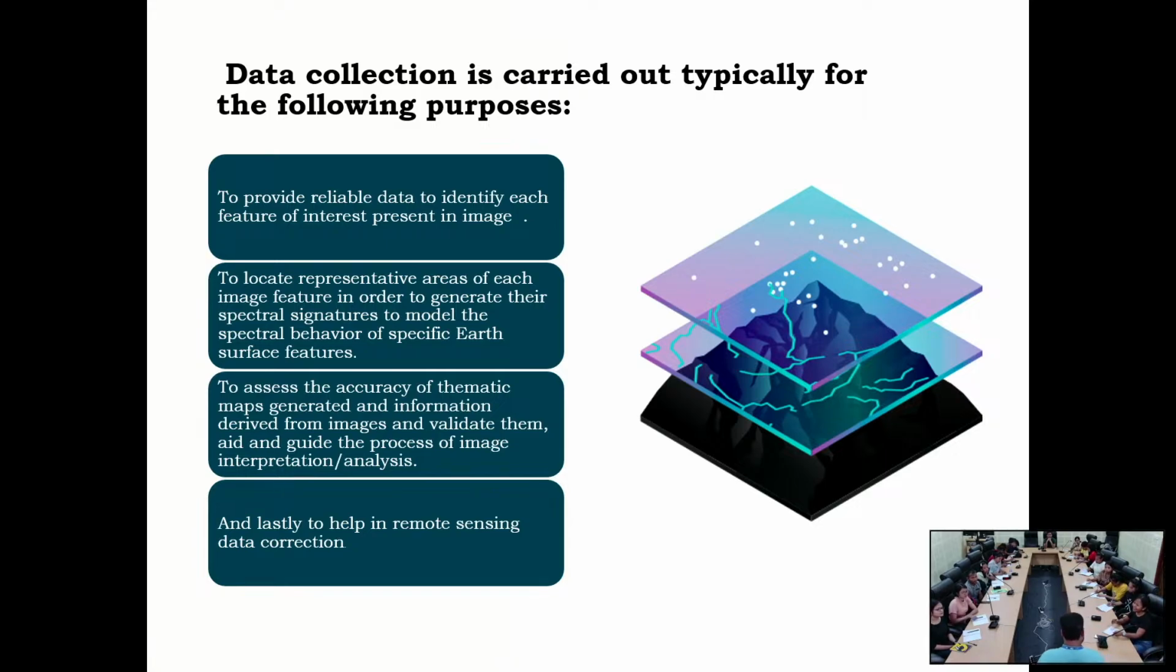Suppose satellite is seeing from far, it is taking some signature from here. Okay, it has signature on this image. Then what we will do, we will go on field, we will take it with a handheld spectroradiometer, and then we will match that signature with satellite. Got it? Doubt? You can ask.